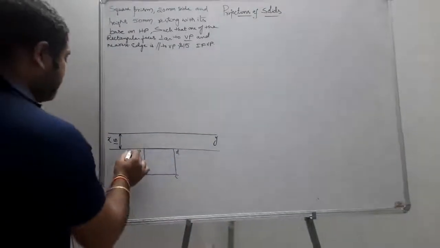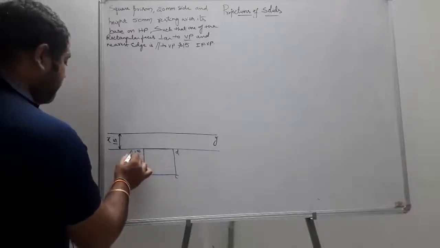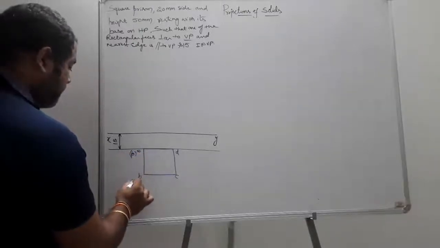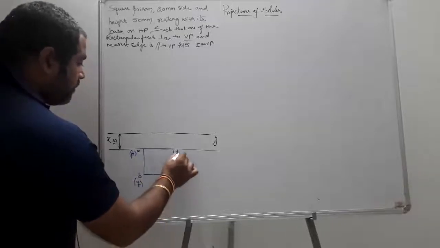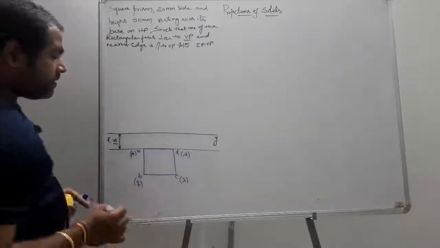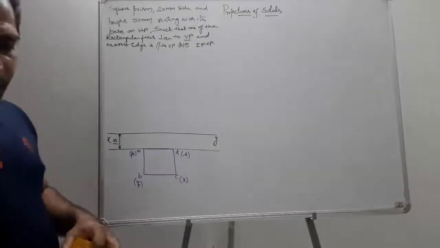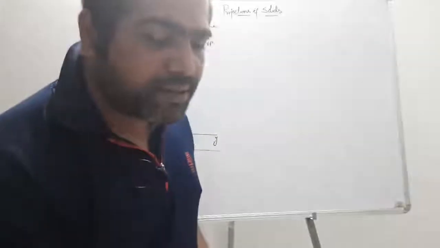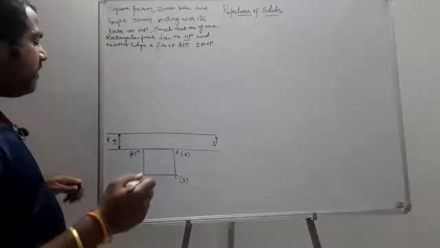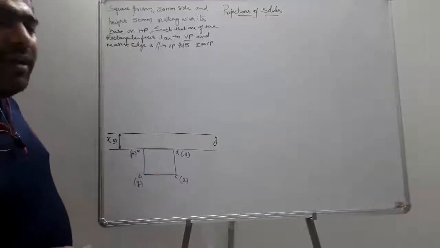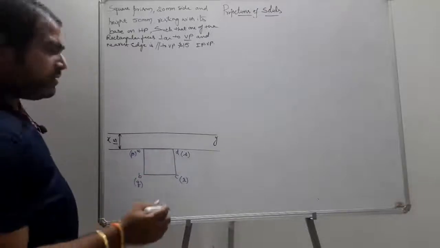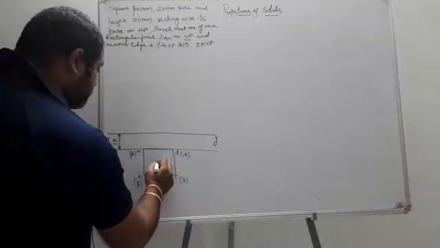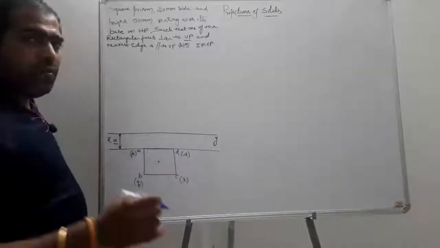So this becomes, in bracket, P, Q, R, S. P Q R S. And now let us consider the center, where you are going to put your center. If you join your two diagonals, you will get a center. I just put my center here.